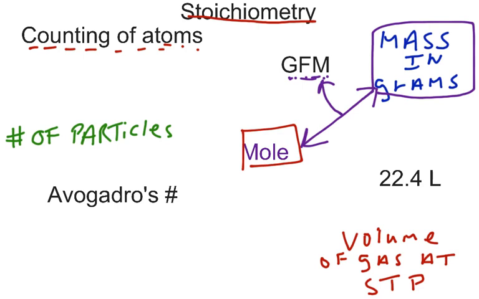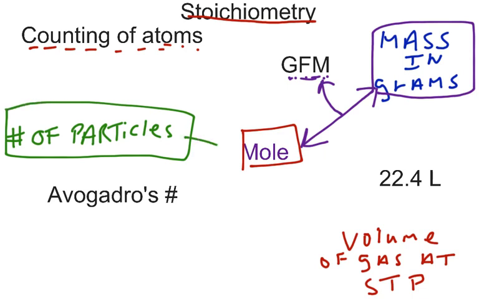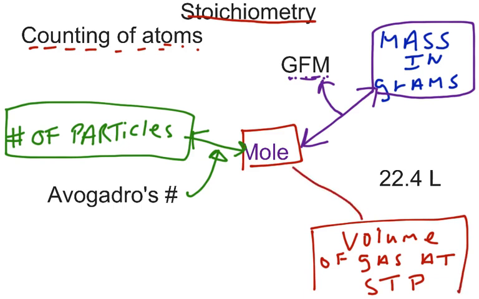We can also go from the mole to number of particles, or we can go from number of particles to the mole. And anytime we go from number of particles to the mole or back and forth, we need to use Avogadro's number. Likewise, if we go from volume of gas to the mole, or from the mole to volume of gas, we need to use this number right here, 22.4 liters of gas at STP.